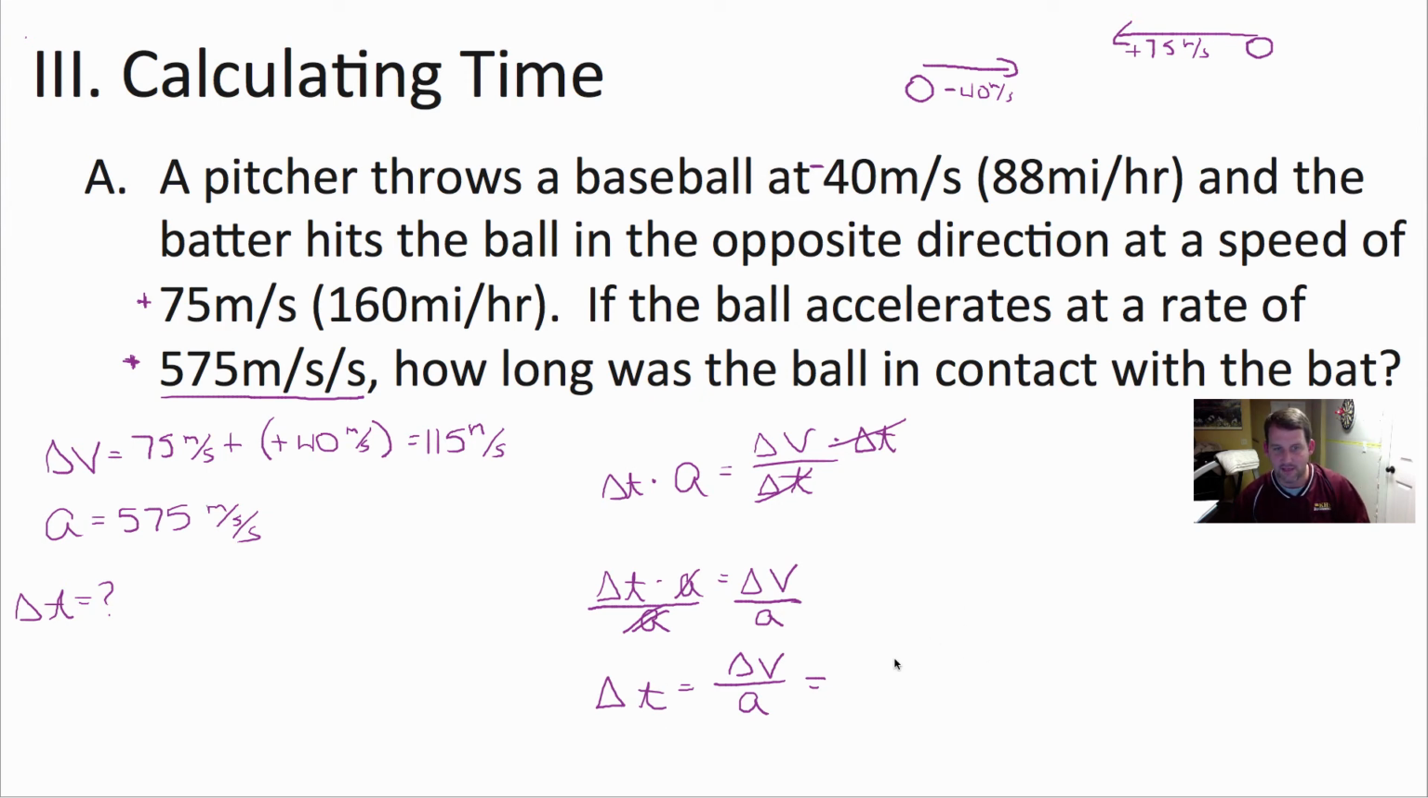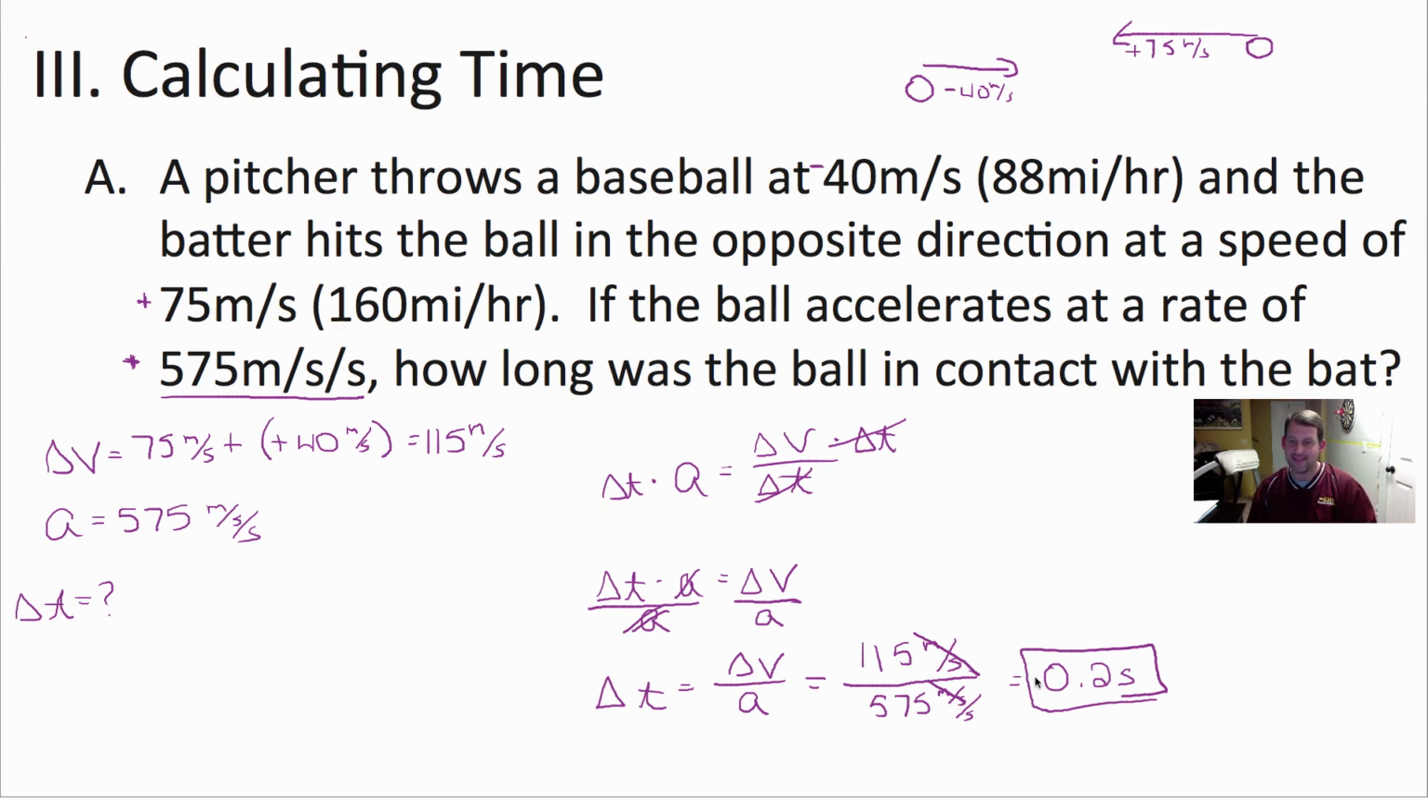Our change in velocity is 115 meters per second divided by 575 meters per second squared. Now when we do the math, we find out that that is equal to 0.2 seconds. And the units work out because meters per second cancels meters per second, leaving just seconds behind. So that's our change in time.